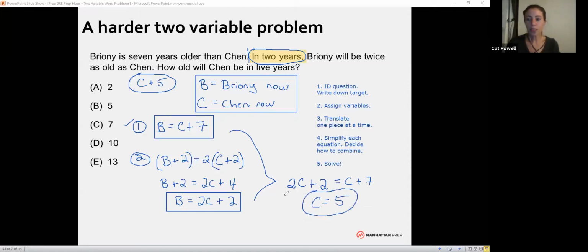Is my answer B? No, that's the other term. That's why I wrote down C plus 5. So I've solved for C, but I'm looking for C plus 5, her age in 5 years. My answer is D. Did anyone do this differently? Did anyone do this without using algebra?